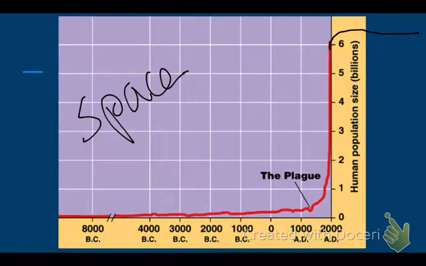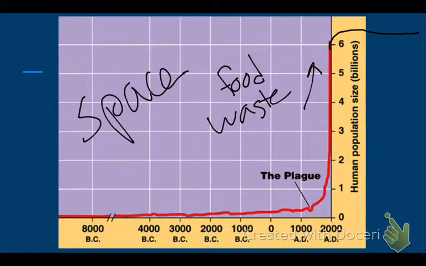And it's not just for where we can fit people, but you have to have space to grow all of our food. You have to have space to put all of our waste. When we look at landfills and things like that, where's all the waste going? If you start running out of space and these two things start mixing, you're going to have disease start going up. You're going to have famines that go up, all that type of stuff.